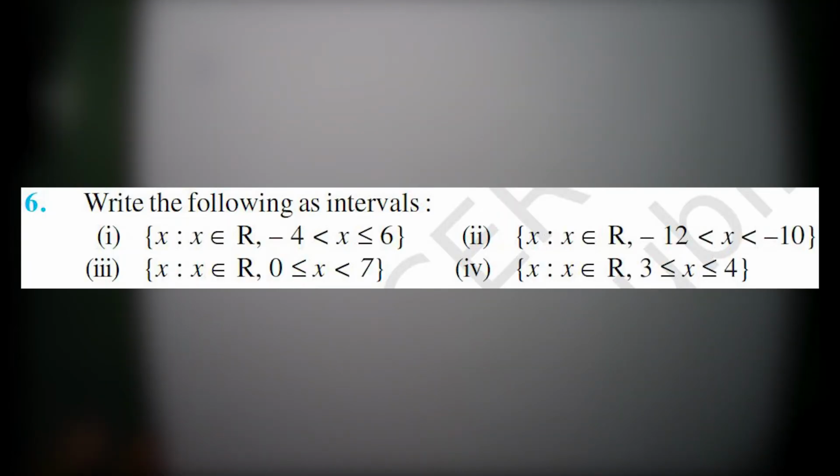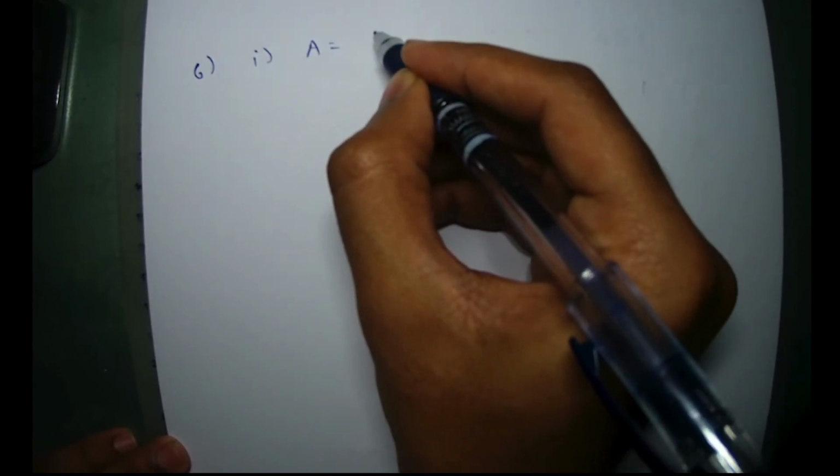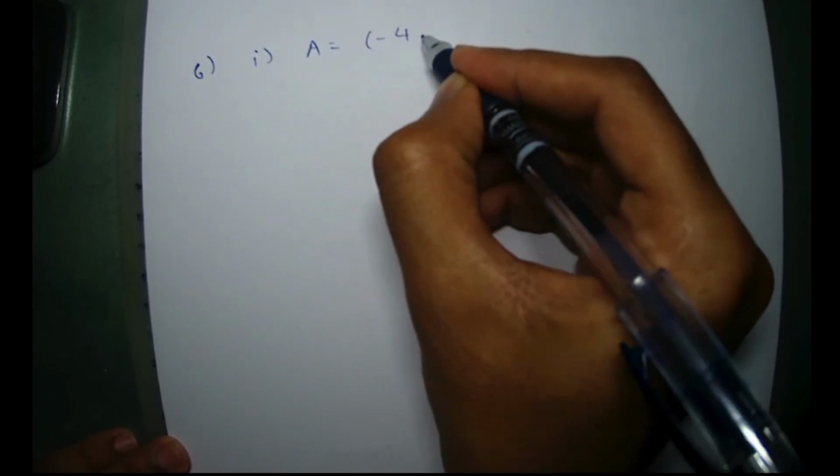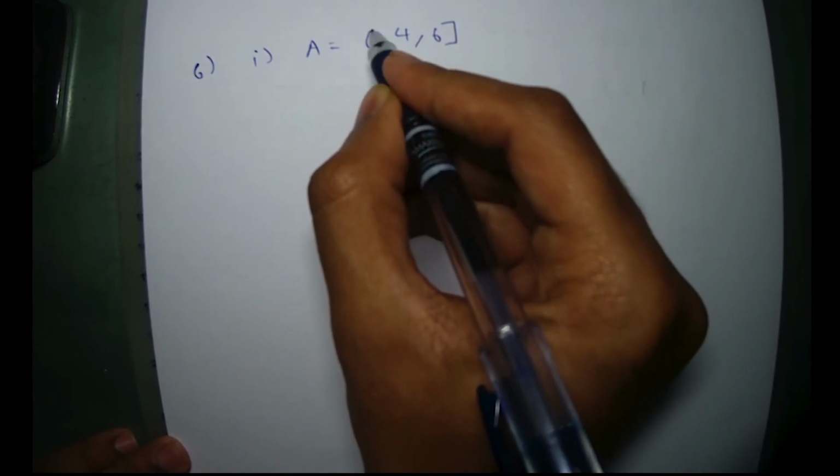Coming to the sixth question, write the following as intervals. The first question is where x belongs to R, a real number between -4 and 6. From this we take the set A is equal to (-4, 6]. We use a small bracket at -4 because -4 is less than x.